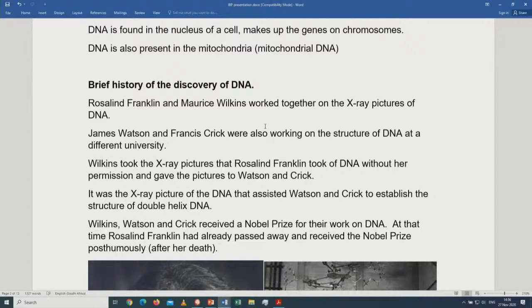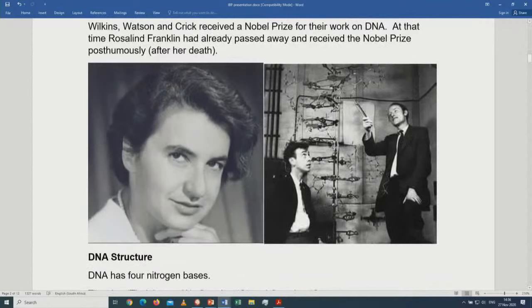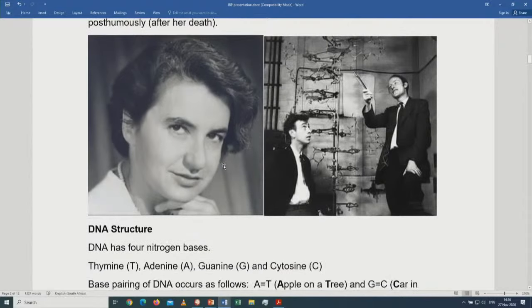Now, Wilkins, Watson, and Crick received a Nobel Prize for their work on DNA, but at that time Rosalind Franklin had already passed away. This is a picture of James Watson and Francis Crick working on the structure of double helix DNA, and this is a picture of Rosalind Franklin, who took X-ray pictures of DNA.